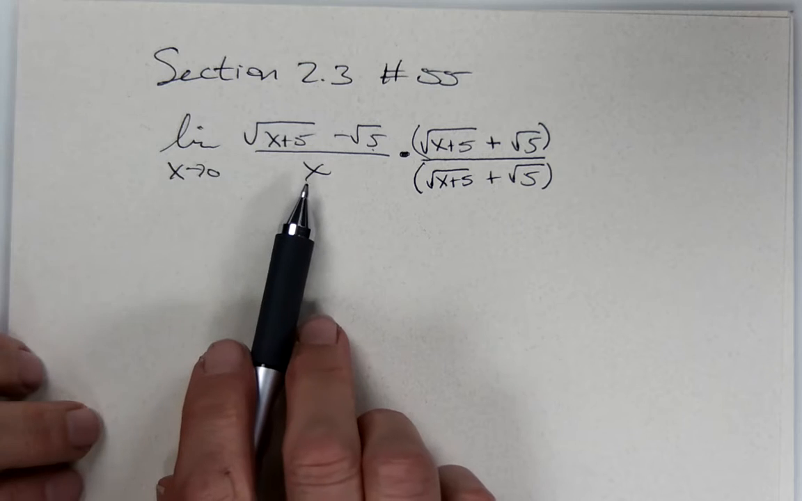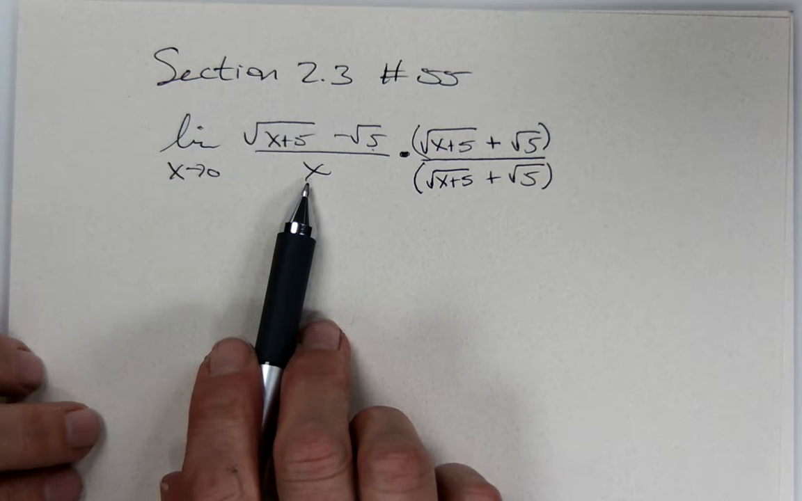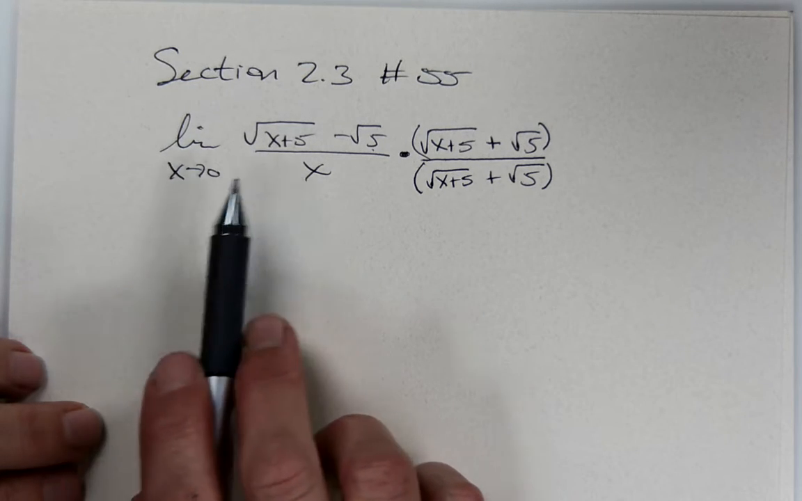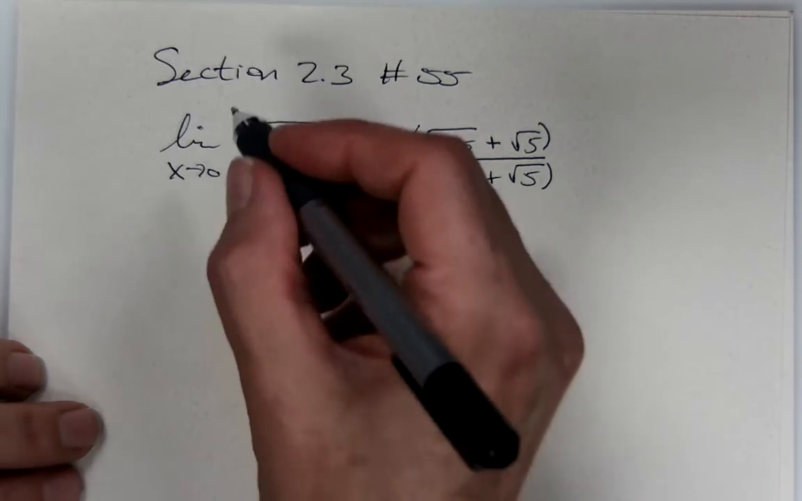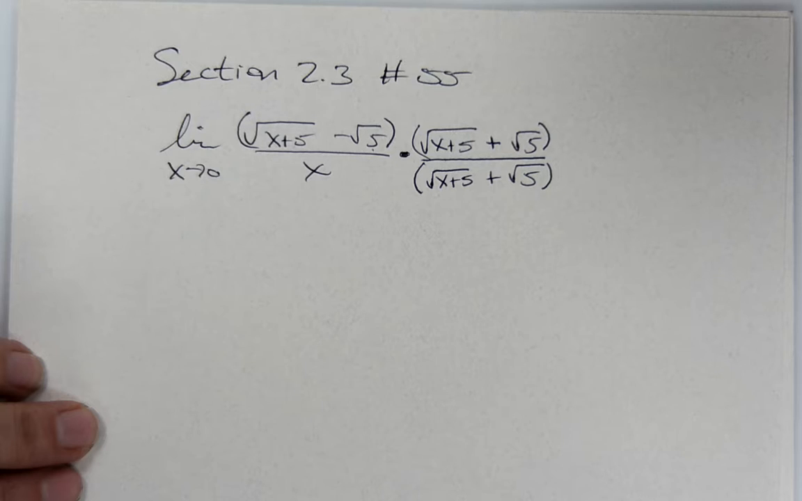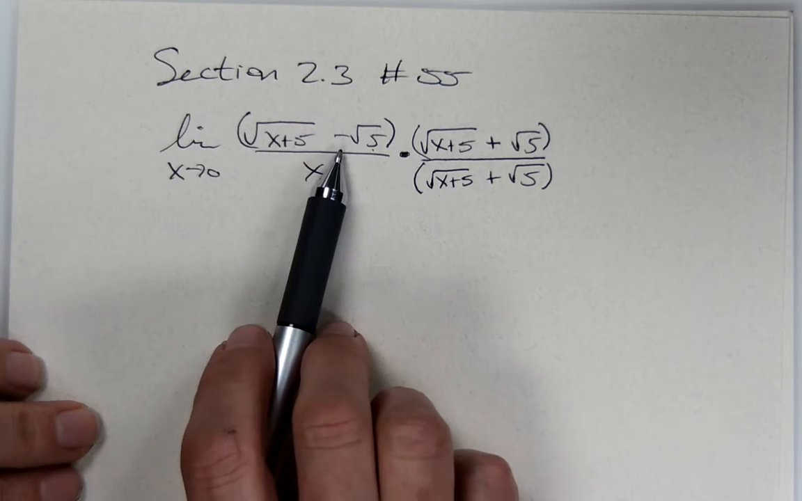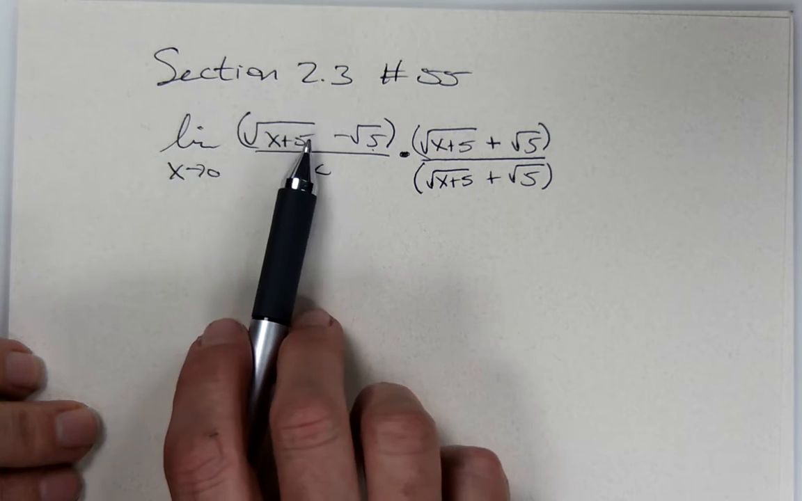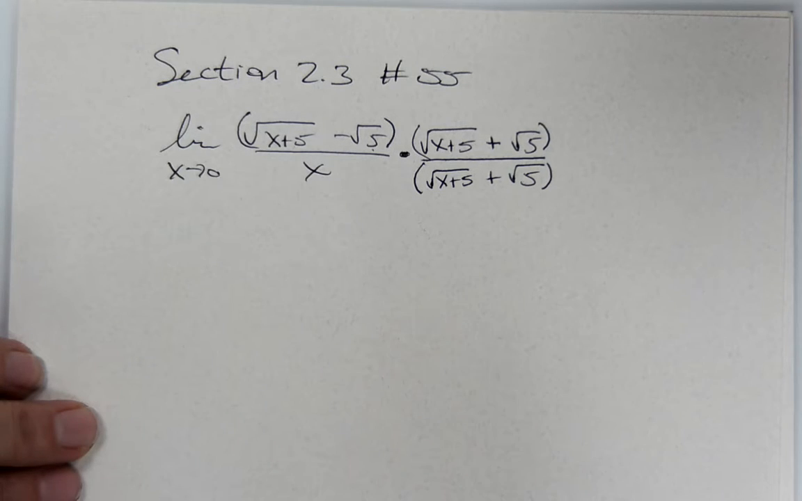Keep in mind that we want to be able to cancel this x when we're done, because that's the problem. When we plug in 0, this x is what's causing the denominator to be 0. So now when we multiply conjugates, if you FOIL, your outer and inner are opposite, so you don't need to multiply the outer and inner, you can just multiply the first and the last.